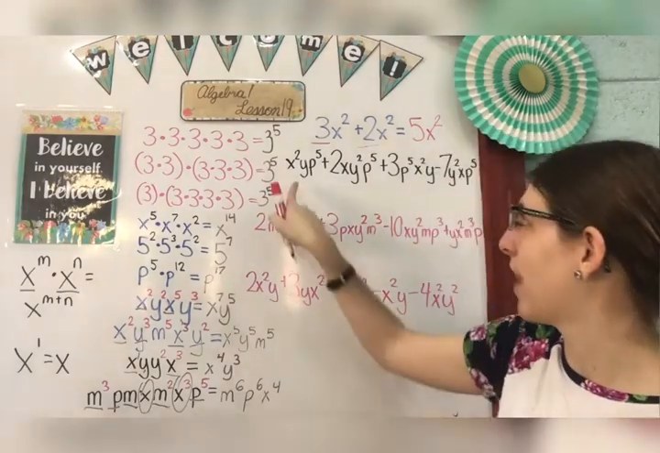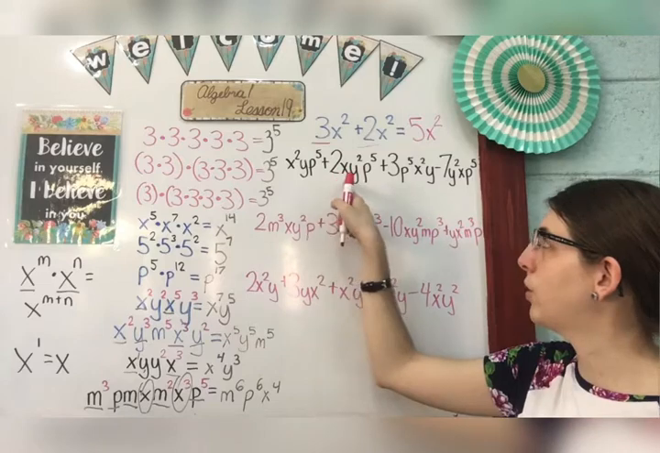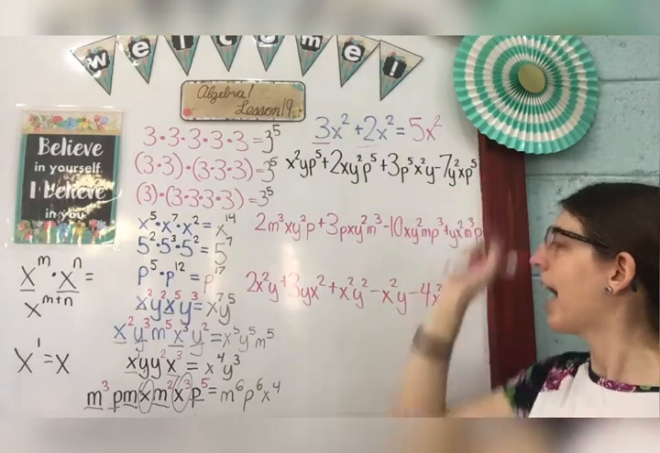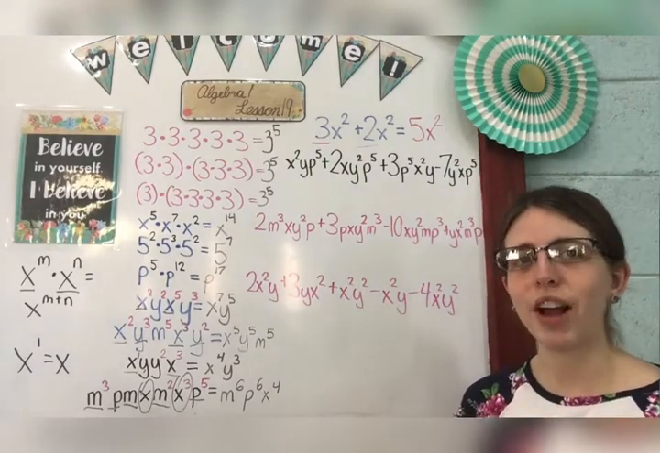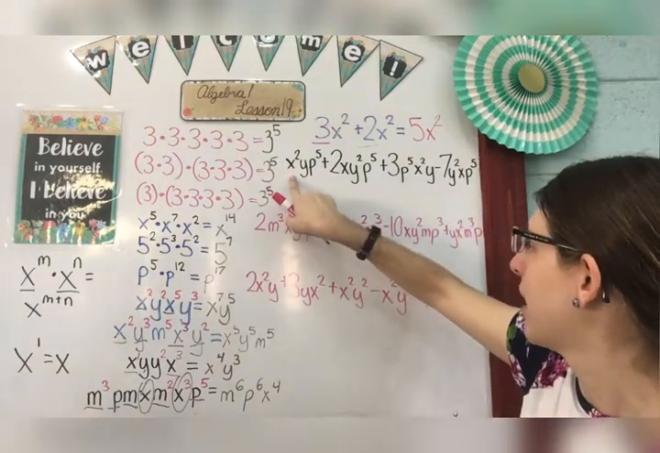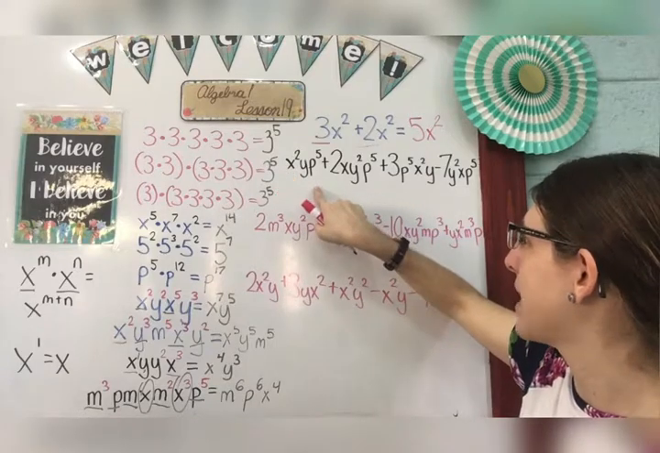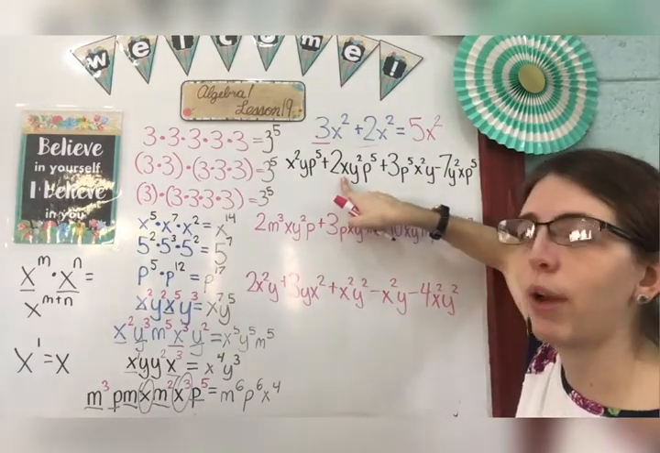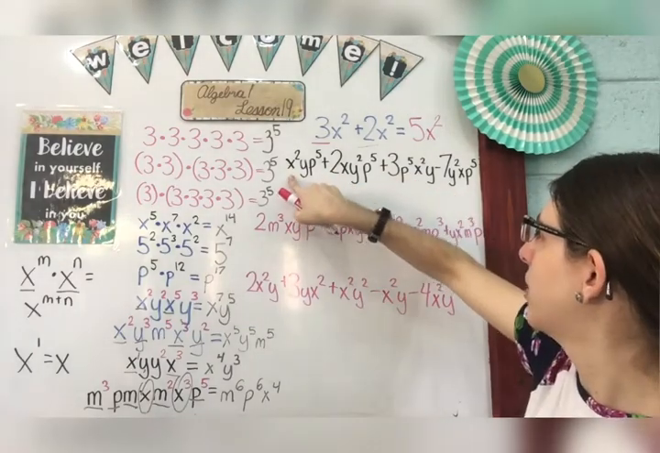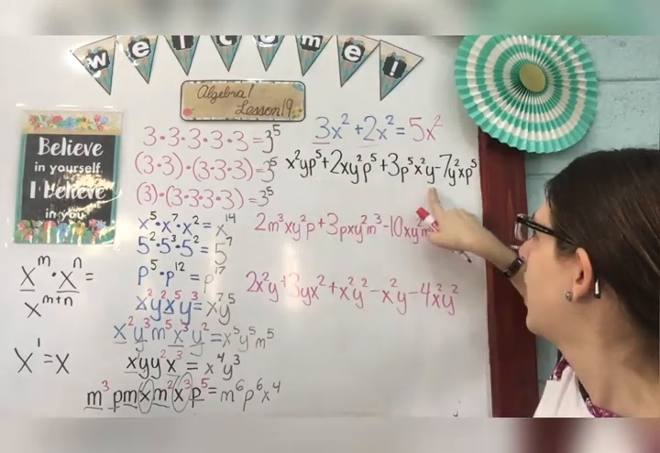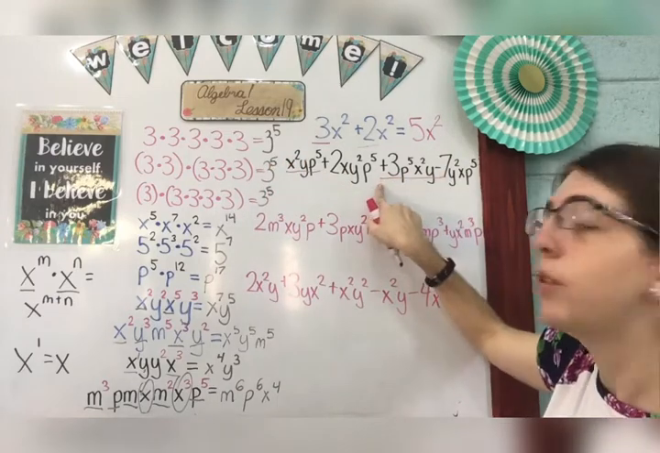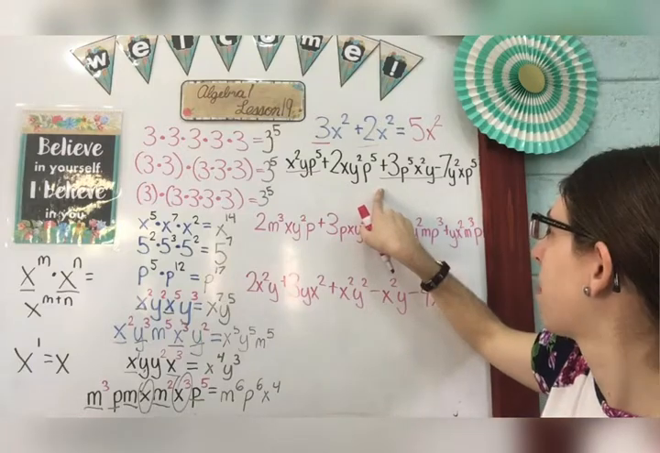Okay, let's look at this one. I have x squared y p5 plus 2xy squared p5 plus 3p5 x squared y minus 7y squared p x5. I need to determine which ones are like terms and combine them. So here I have y squared, x squared, y, and a p5. The next one, my x is not squared, so that can't be a like term. This one, I have x squared, that matches, p5, that matches, and a plain y, that matches. So these two are like terms. Remember to include the sign that's in front of your coefficient. How about this one?